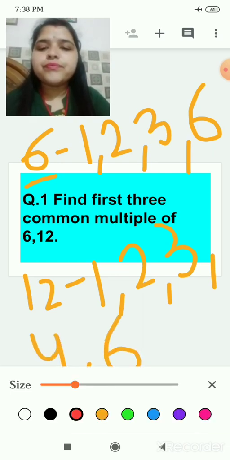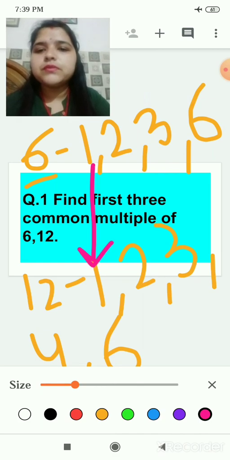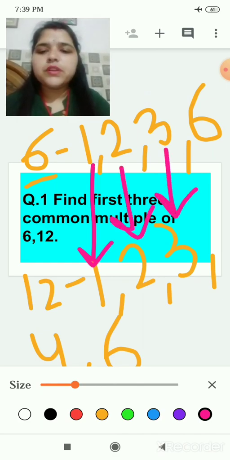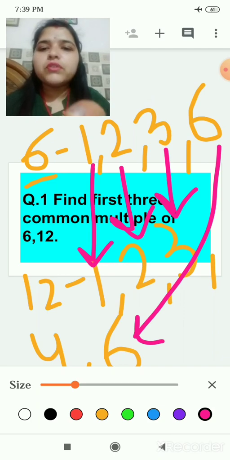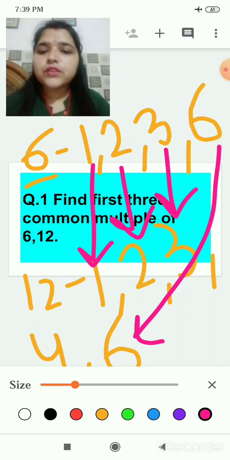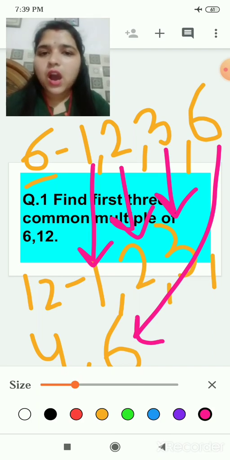Now we will check for the common ones. See, 1 is common, 2 is common, 3 is common, 4 is here but not there. Same way 6 is common. So the answer for this you will write like this: the common multiples of 6 and 12 are 1, 2, 3, 6. Okay.